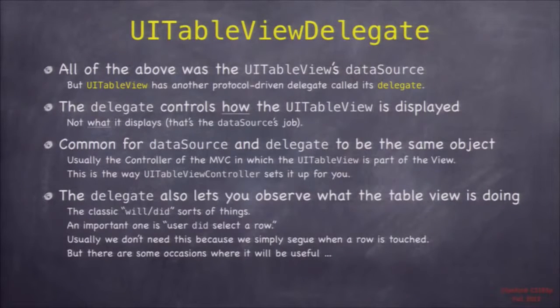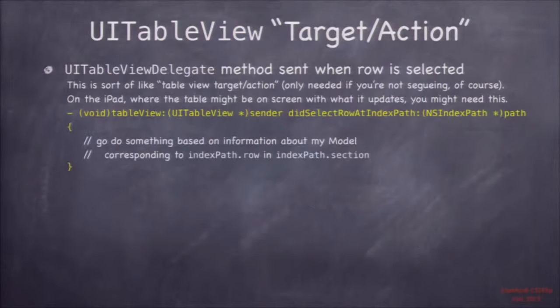The delegate lets you observe what's going on in the table, too. All these will do this, did do that. And one especially interesting one is user did select a row. So the delegate protocol can tell you when the user tapped on a row. Now, mostly when the user taps on a row, we're going to segue, which I'm going to talk about in a moment. But it's also possible to implement this method in the UI table view delegate protocol called table view: did select row at index path. Exactly what you think. It tells you the index path, in other words, the section and row, where something was touched, and you can do something.